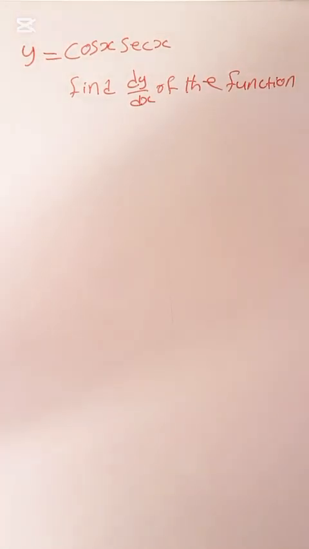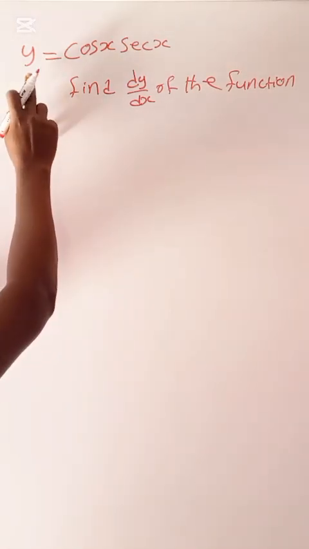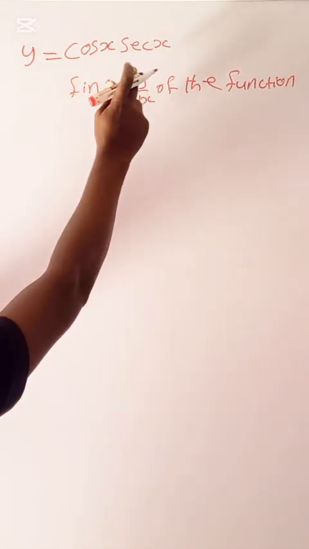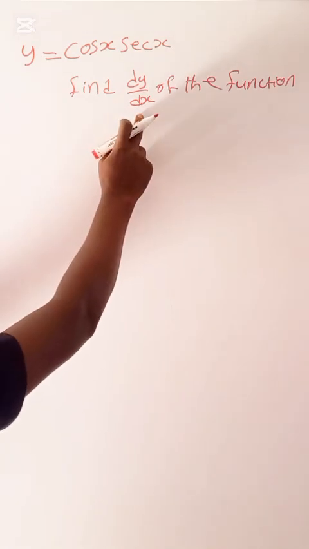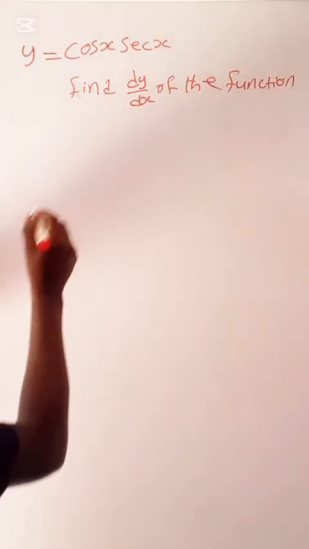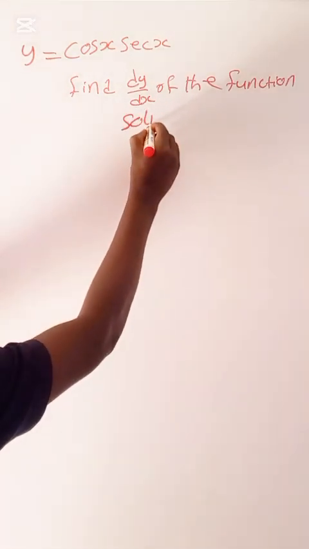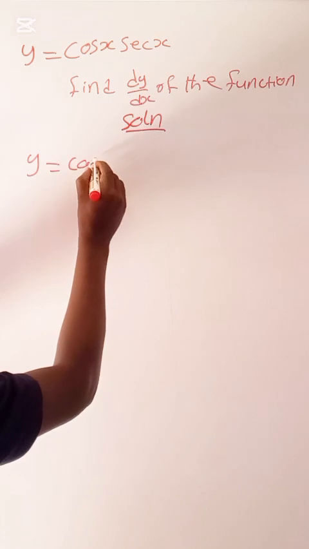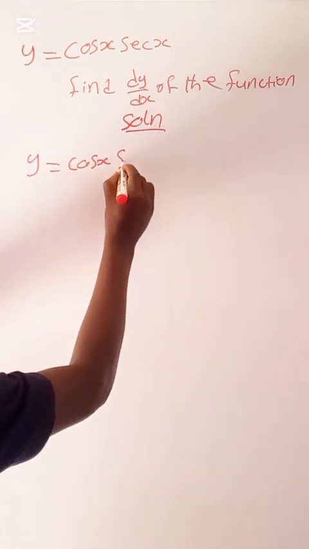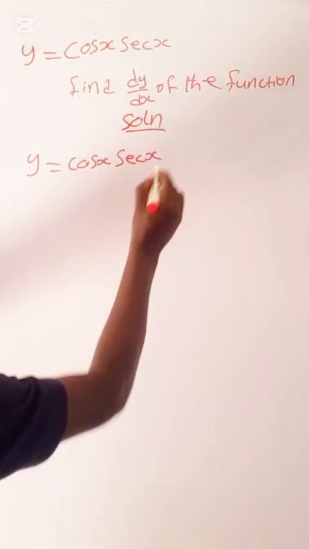All right, welcome. So now here's the question: y is equal to cos x sec x. They say find dy dx of the function. So now I want to find the derivative of this function. So we'll say solution. We have y is equal to cos x sec x.